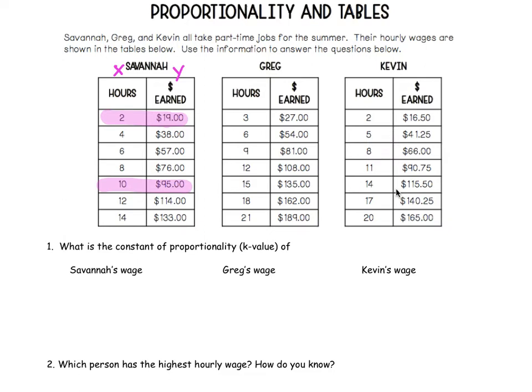I'm going to start with the first pair. So I'm going to take the y value, in this case, which is $19, and I'm going to divide it by the x value. In this case, it's 2 hours. So after I get done dividing this, I'm going to get 9.5. That's what would be on the calculator, but of course, we're talking about money per hour, so I want to attach a 0. So I keep calling her Sarah. Savannah makes $9.50 per hour.